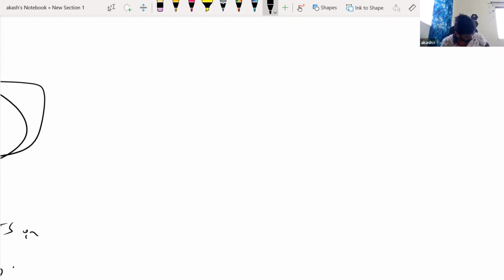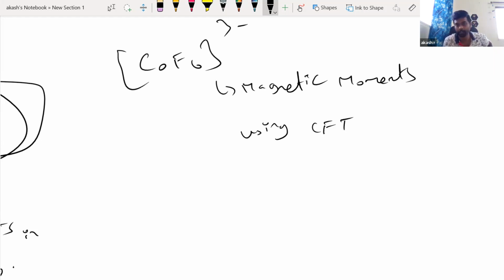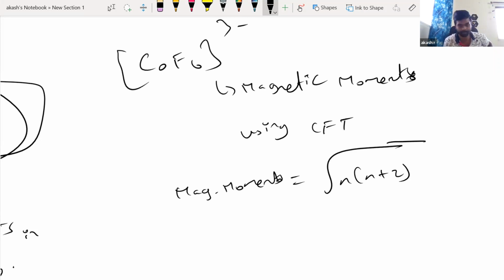So can you calculate, for [CoF6]3-, the magnetic moment using CFT? We know what magnetic moment is. The magnetic moment formula is root of n into n plus 2, where n is the number of unpaired electrons.